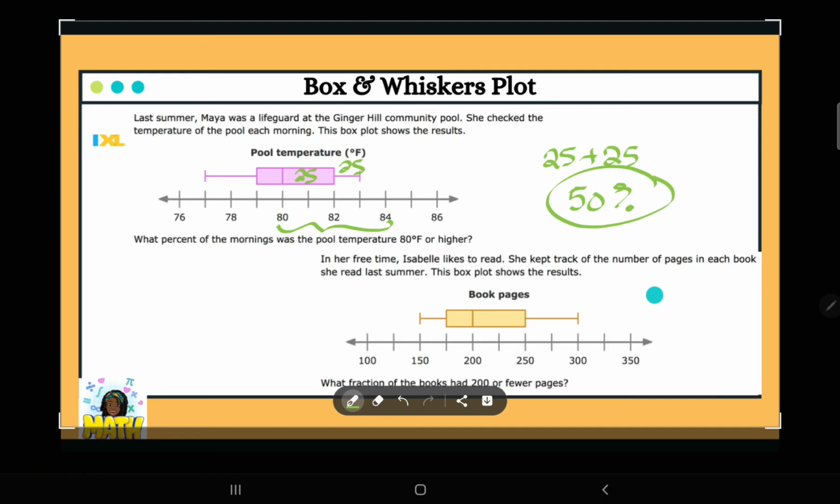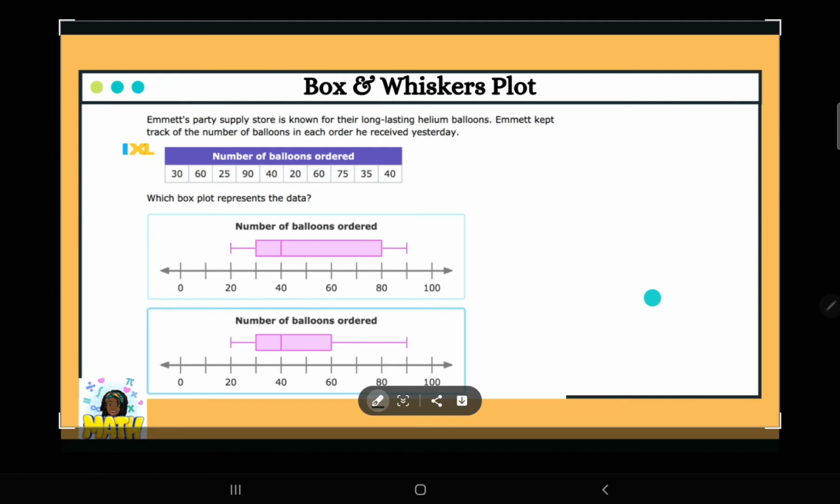In her free time, Isabel likes to read. She kept track of the number of pages in each book she read last summer. This box plot shows the result. What fraction of the books had 200 or fewer pages? So we have again 2 sections, and those are 25%, which would be a quarter. So 1/4 plus 1/4 is 2/4, which can be simplified to 1/2.